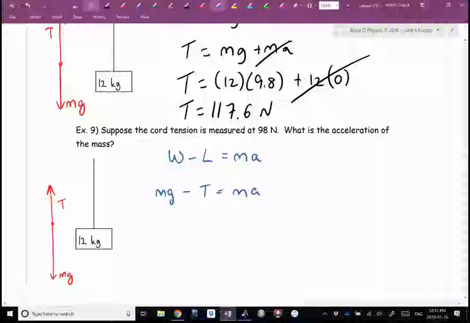Antonio, what did this question want me to find? Three questions ago, what were they asking me to find? What does this question want me to find? Acceleration. You're right. How to get the a by itself? Divide by m. Oh, you mean I don't have to memorize a whole bunch of different equations? Oh, well, that's cool.